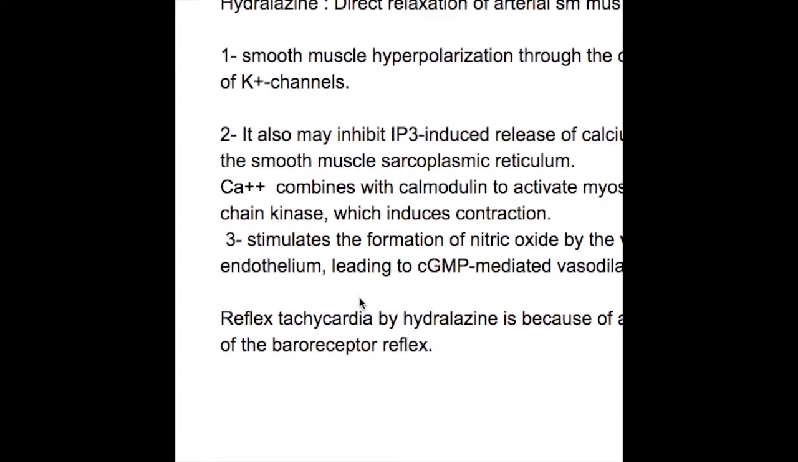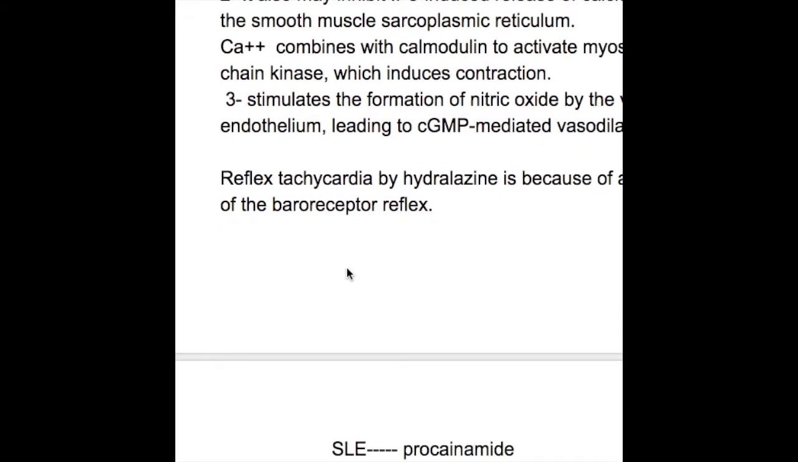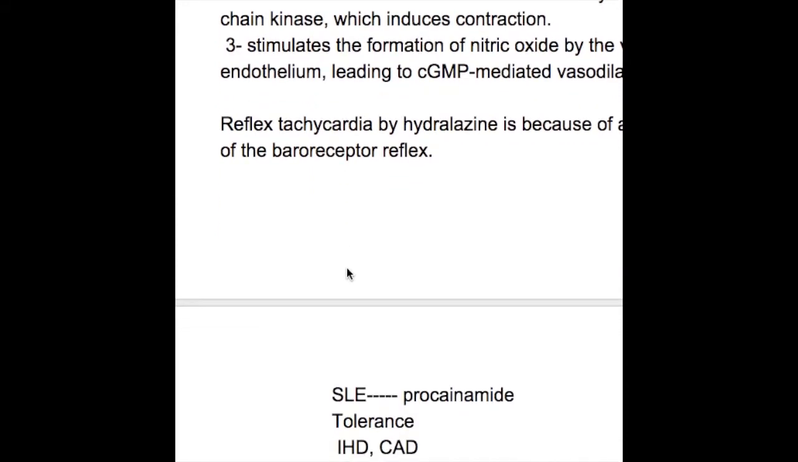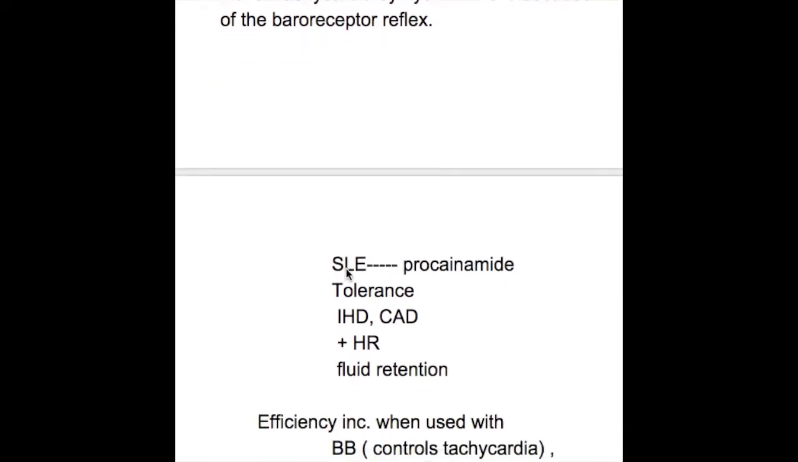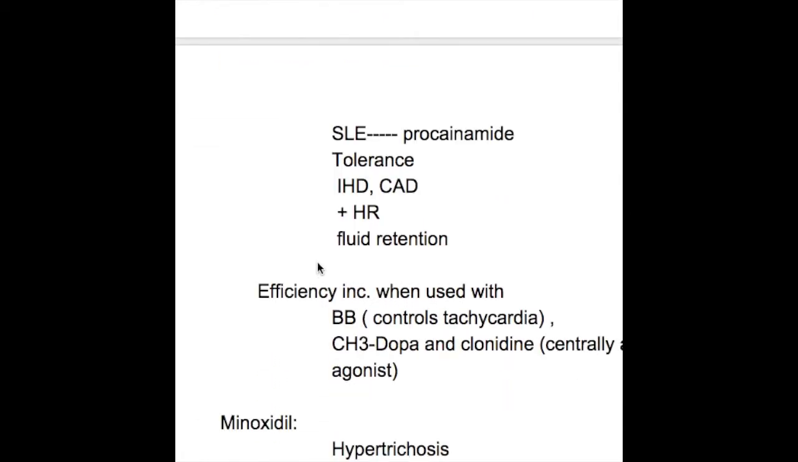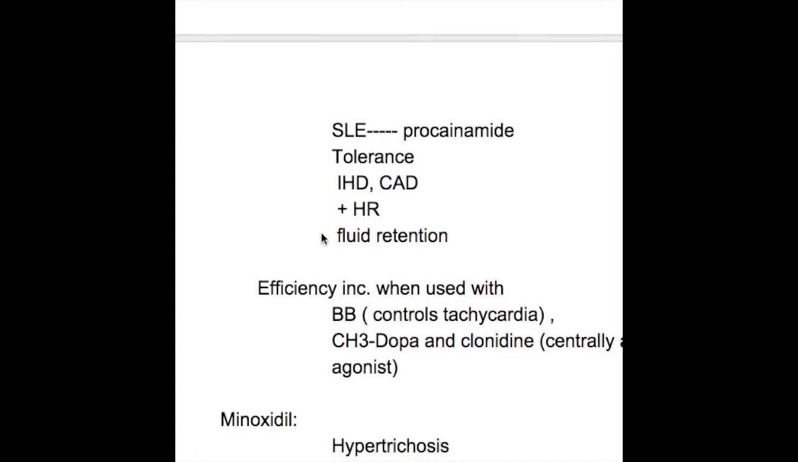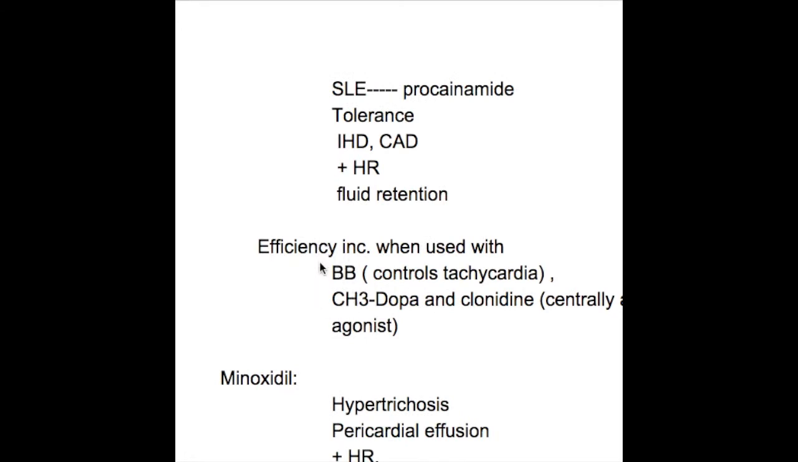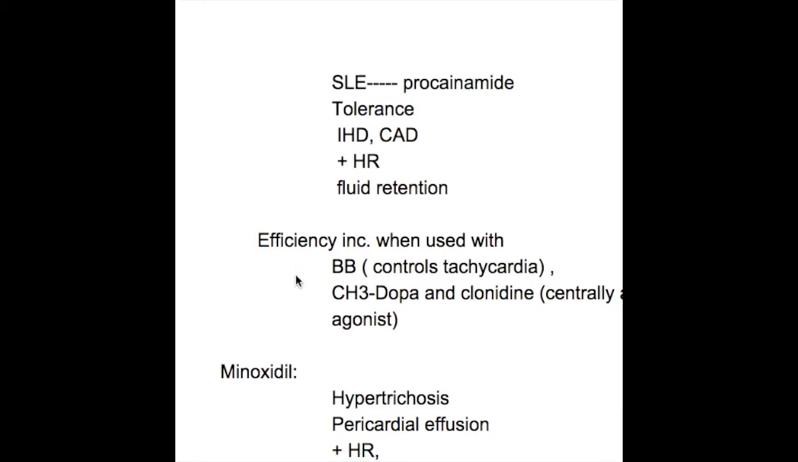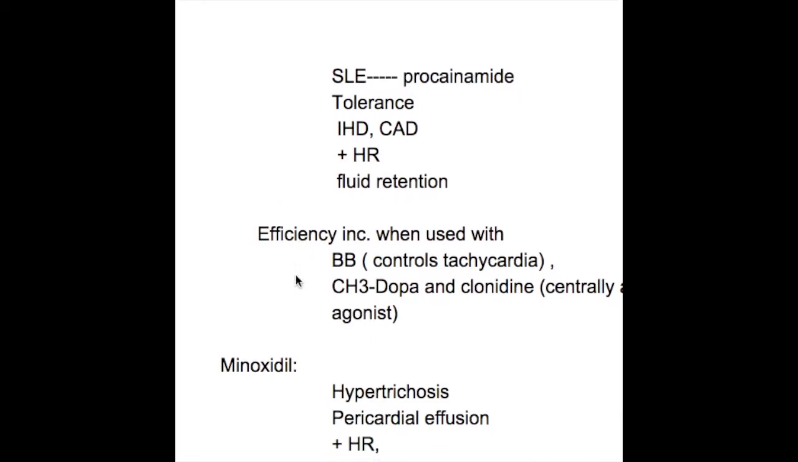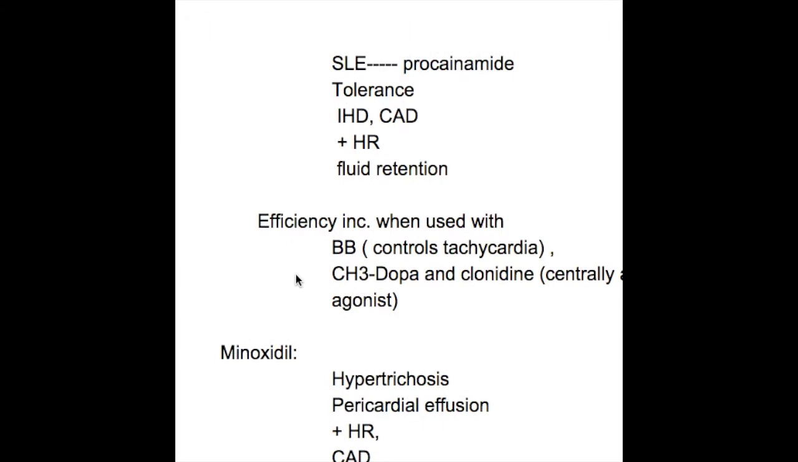Why is there a reflex tachycardia caused by hydralazine? It's due to the activation of the baroreceptor reflex. The side effects are SLE-like syndrome, tolerance, ischemic heart disease, and reflex tachycardia. So what is the role of beta blockers? Beta blockers, when used in combination with hydralazine, control the reflex tachycardia caused by hydralazine. Also used are alpha-methyldopa and clonidine, which are centrally acting alpha-2 agonists.